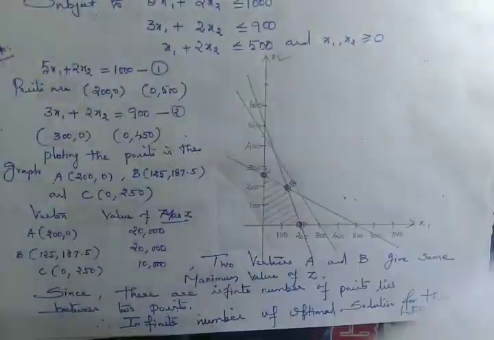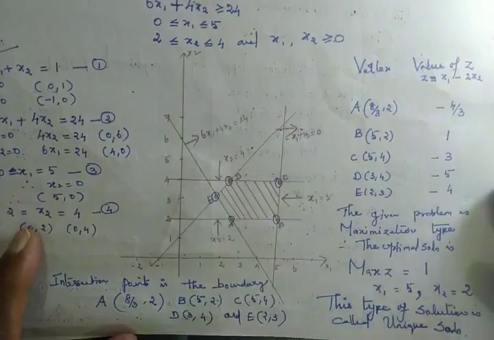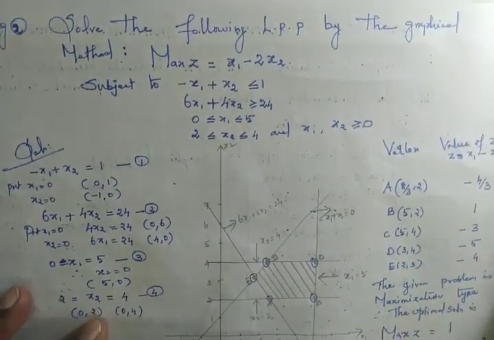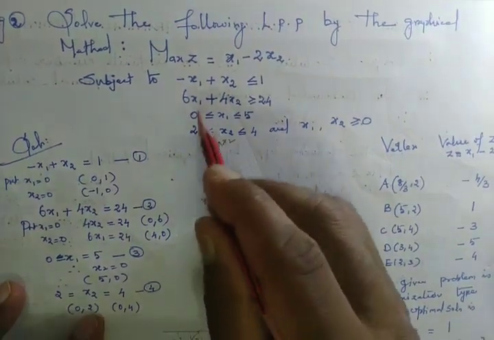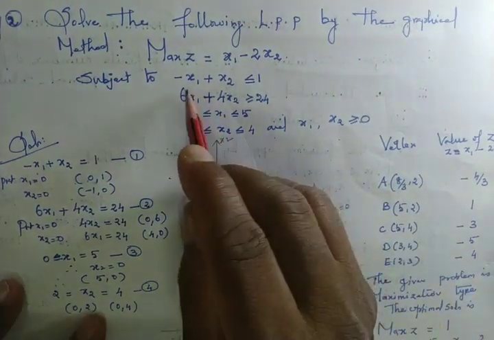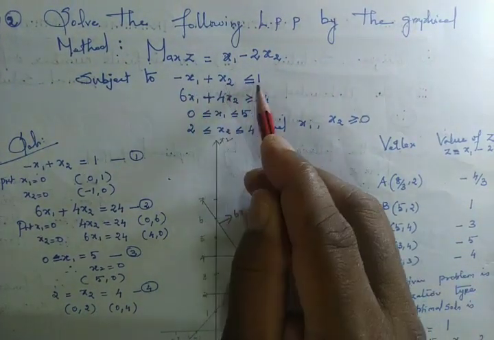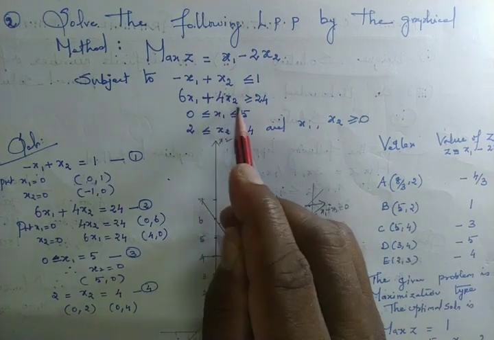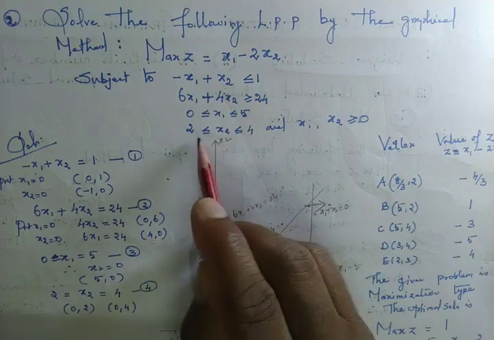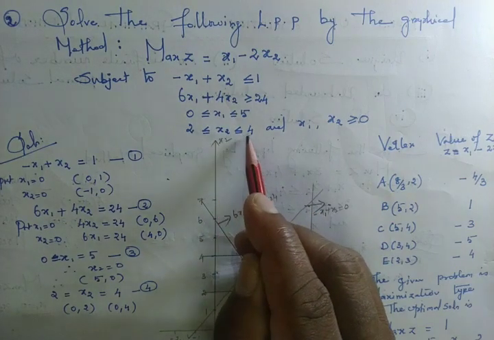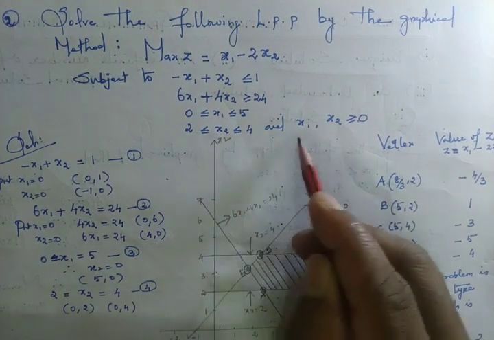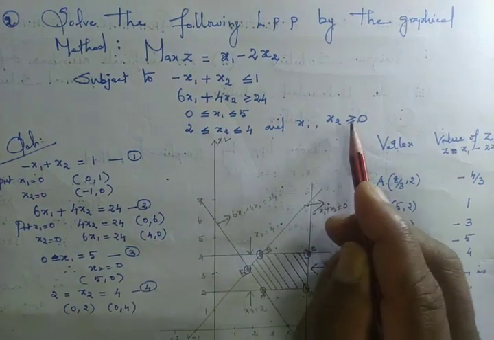Now I'll give one more example of the same type of solution, the unique solution. So now here the maximum of z is x1 minus 2x2, subject to the constraints minus x1 plus x2 less than or equal to 1, 6x1 plus 4x2 greater than or equal to 24, 0 less than or equal to x1 less than or equal to 5, 2 less than or equal to x2 less than or equal to 4, and the decision variables x1, x2 greater than or equal to 0.